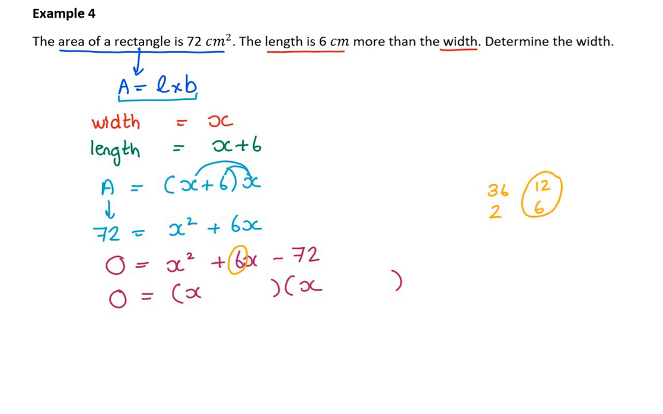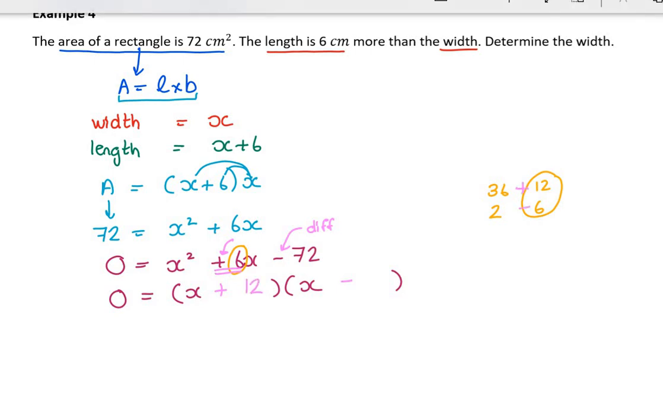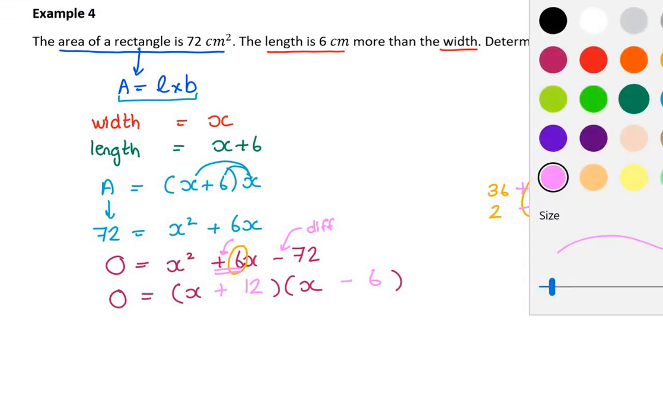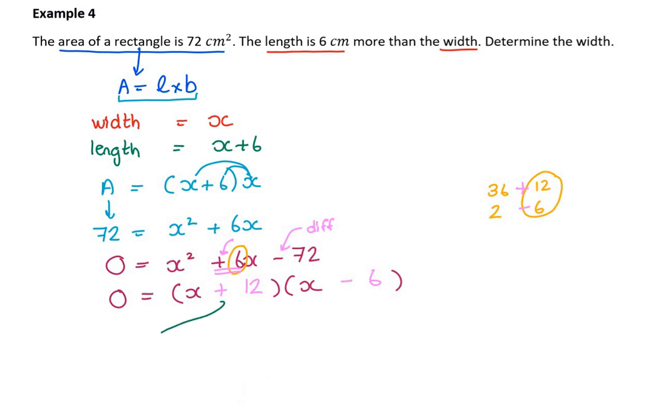Now, what are my signs like? My signs must be different. So one's a plus and one's a minus, but they need to add to give positive 6. So I think it must be positive 12 minus 6. So almost there. If you have two factors multiplied together to give you 0, either x plus 12 must equal 0, so x would be equal to negative 12, or x minus 6 would be 0, so x would equal 6.